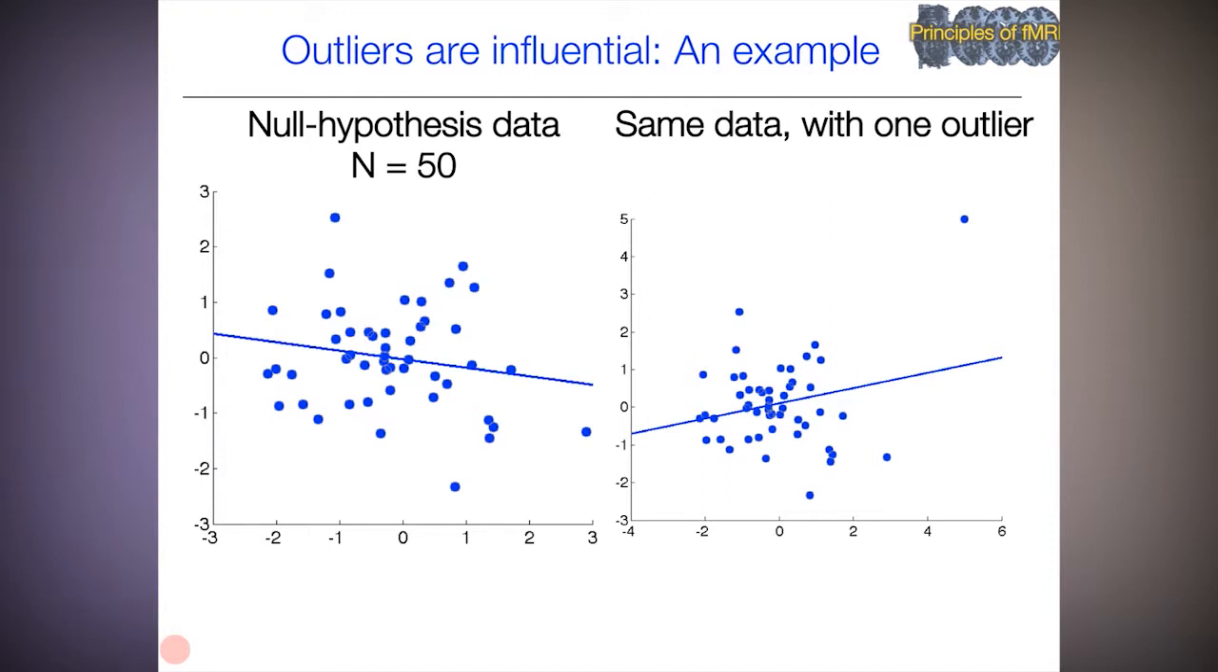Here's some null hypothesis data on the left with 50 subjects. As you can see, there's no effect here in this sample. And now we have the same exact data, but we've included one outlier point, which is high out on the x value, on the x-axis. So it's got high leverage, and it's high variance, so it's going to tend to have a large value on the y-axis in one direction or the other. And as you can see, this one data point now produces a significant result in our regression.